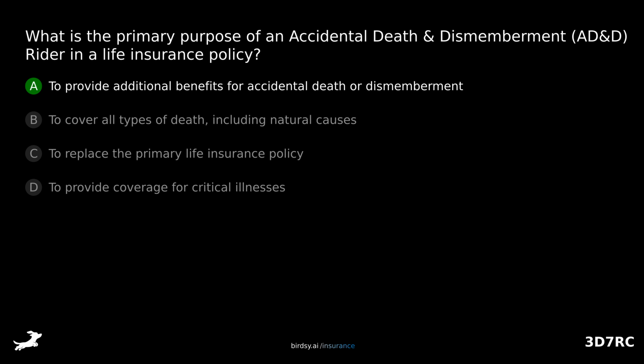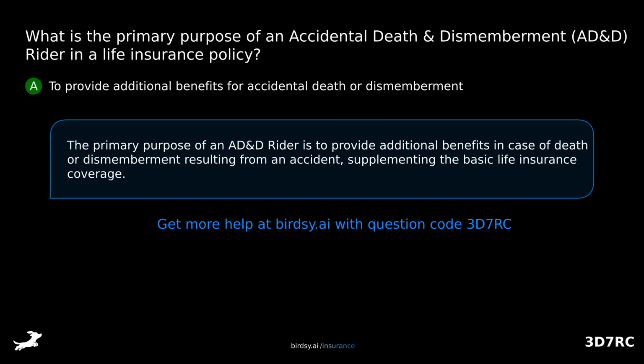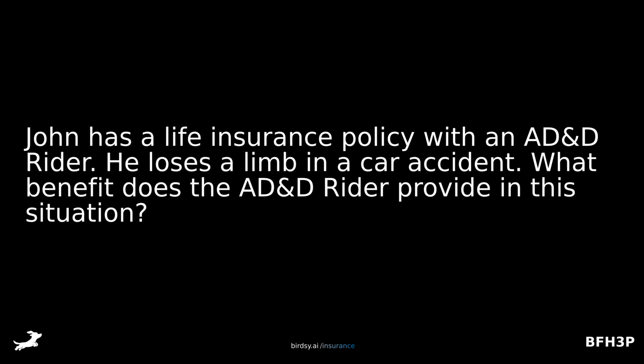The answer is A, to provide additional benefits for accidental death or dismemberment. The primary purpose of an AD&D rider is to provide additional benefits in case of death or dismemberment resulting from an accident, supplementing the basic life insurance coverage. John has a life insurance policy with an AD&D rider. He loses a limb in a car accident. What benefit does the AD&D rider provide in this situation?